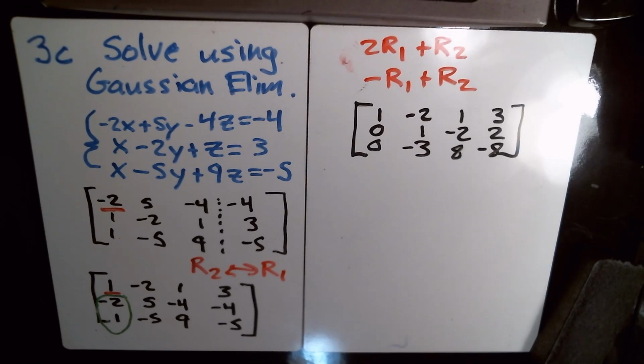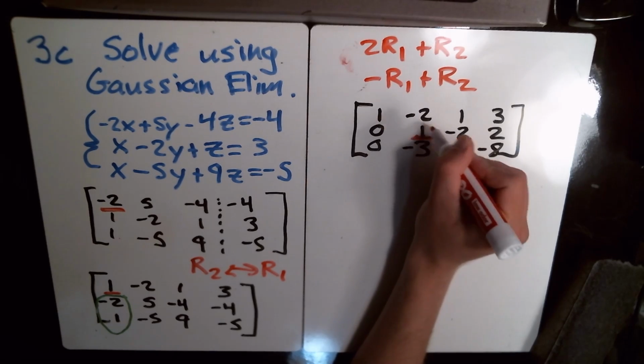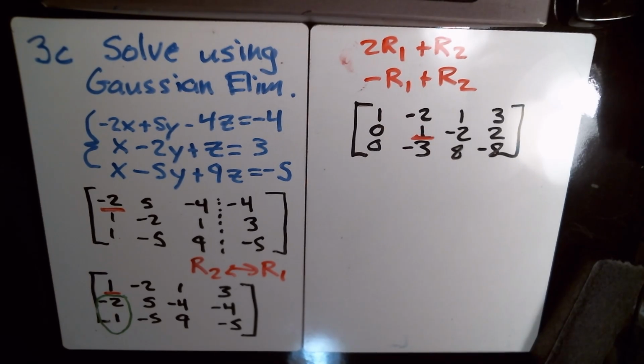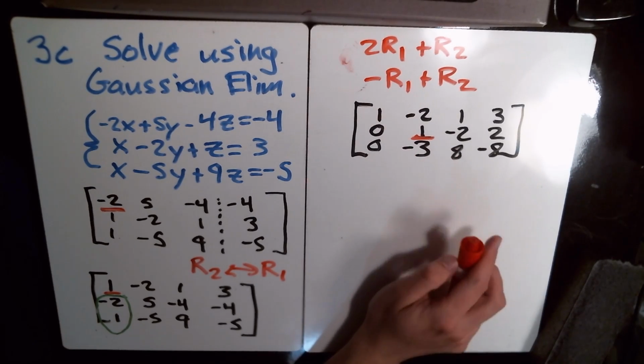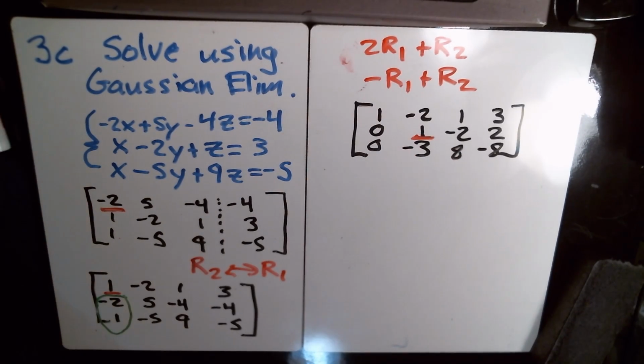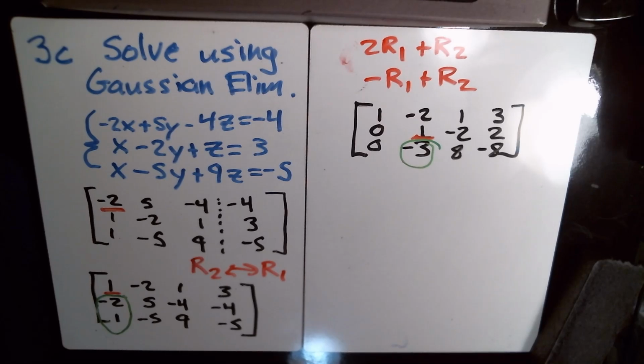Okay. So our next step is we want to get a 1 right here. And notice there already is a 1 there. If there wasn't, I could either switch these two to get a 1 or divide by a number to get a 1 there. But in this case it's nice, I've already got a 1. So we don't have to do anything there. Then once we have that 1 there, we want to get zeros below it. So we want a 0 right there.